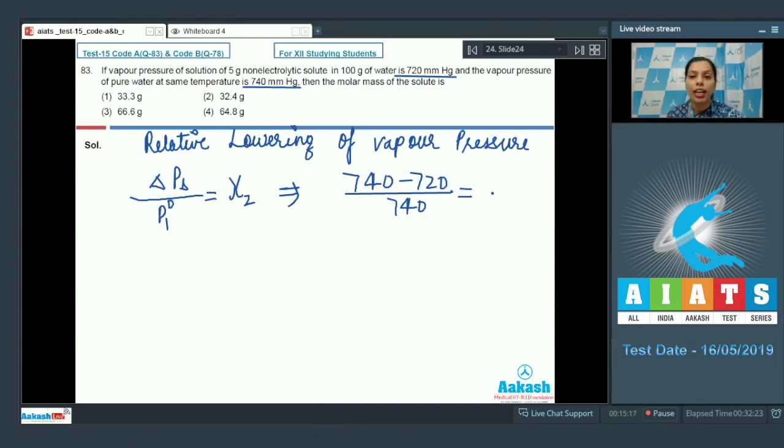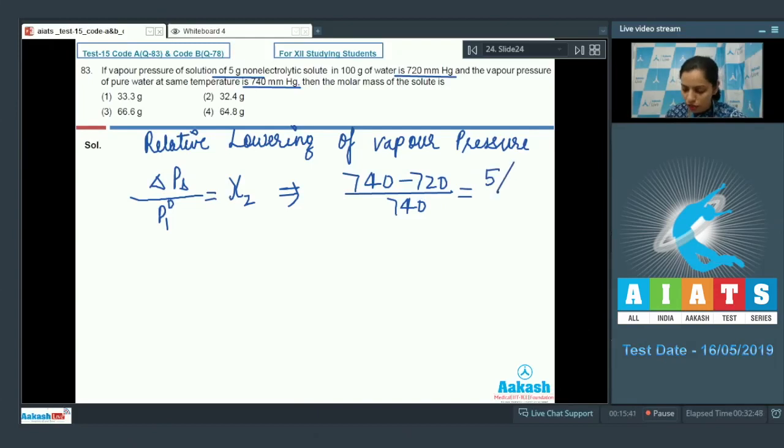How do we calculate that? We know that mole fraction of the solute is equal to moles of the solute divided by the total number of moles present in the solution. So here I can write N2 by N1 plus N2. What is N2? Given mass of the solute divided by its molar mass. The given mass of the solute is in the question, 5 gram, and we don't know its molar mass because that we need to find out.